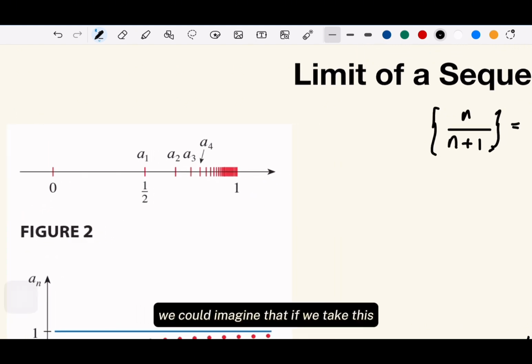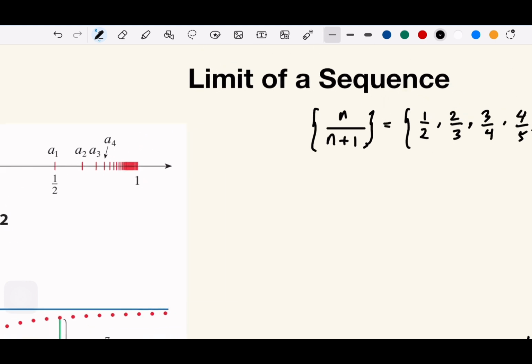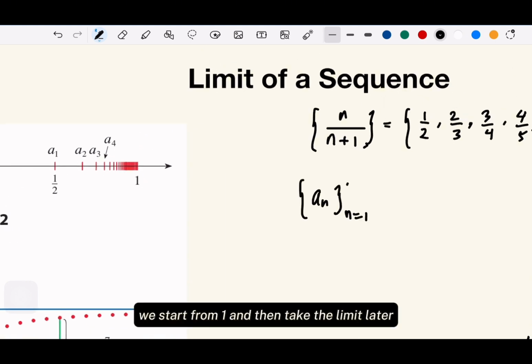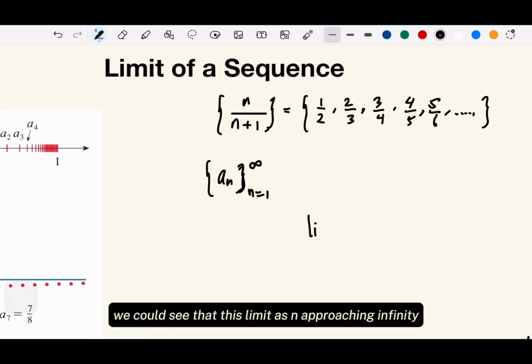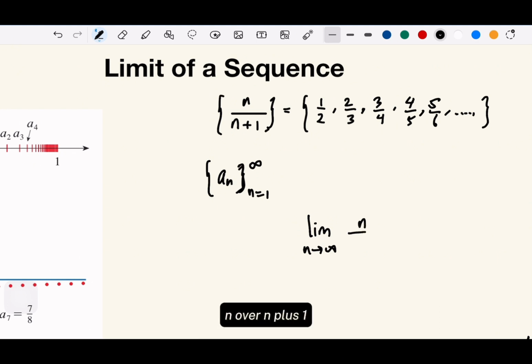So we could imagine that if we take this, we start from 1 and then take the limit later, and then we are going to increase n, reaching infinity. We could see that this is the limit as n approaches infinity of n over n plus 1, and of course, when you learn limits, you know that we can solve this, and we say that it's equal to 1, right? Okay.